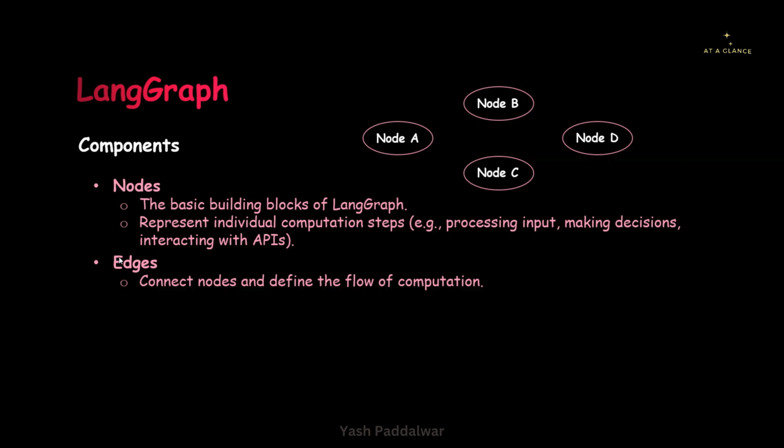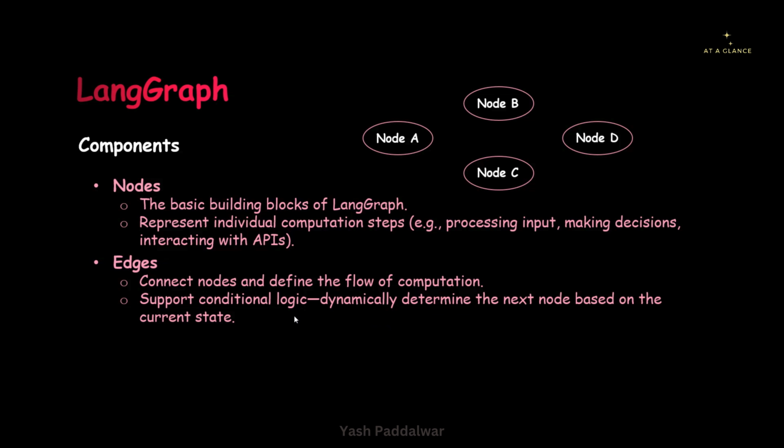But here the edges will define the flow of computation, how the computation is going to happen, which node has to be executed first, which has to be executed next, or whether a particular node has to execute again and again till it meets some condition. The entire flow is decided by the edges. It supports conditional logic. That is, it dynamically determines the next node based on the current state.